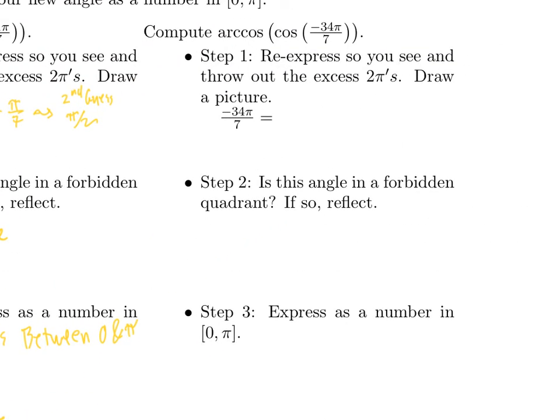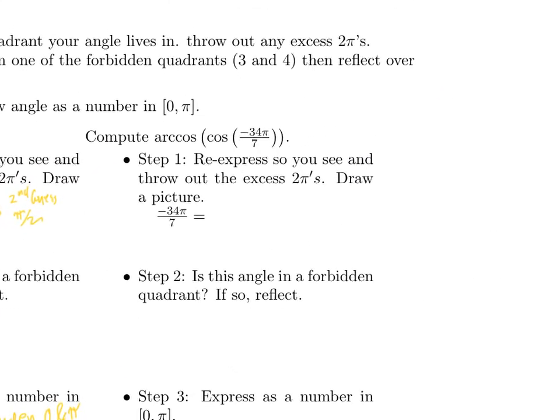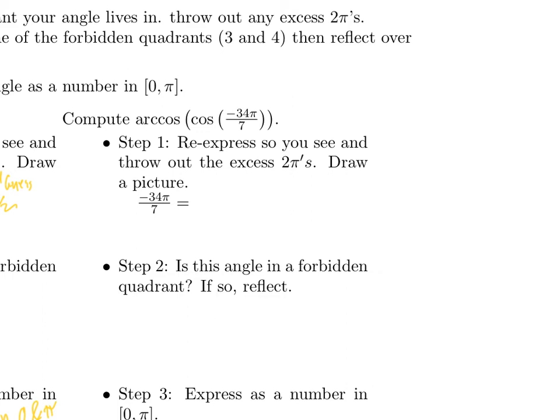Let's do the same thing for another example. Let's compute, another angle, still cosine. Let's compute the inverse cosine of the cosine of negative 34 pi over 7. So step 1, re-express so that you see some excess 2 pi's, and work it out from there. So I won't include the negative sign this time. I think that just confused the analysis before.